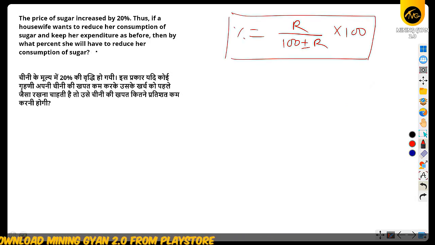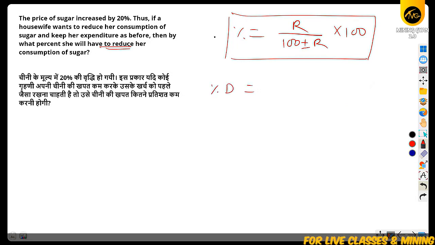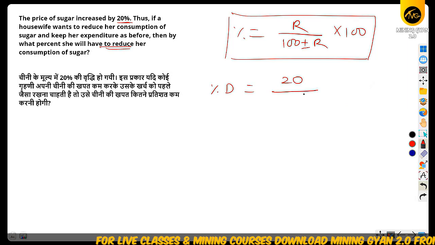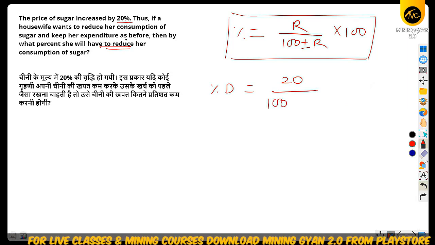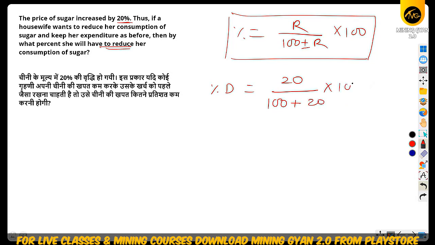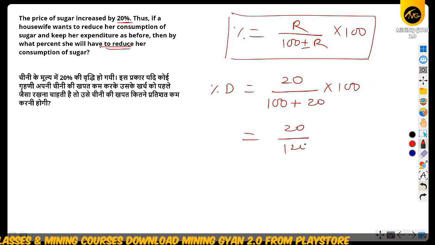So basically, what is the question? By what percent will she have to reduce her consumption of sugar? So we have to find out the percent decrement. What is the initial percentage? That is the 20% increment. So we can use 20 divided by 100. Now in this case, this is the increment condition, that's why you can use the plus sign. Now 20 into 100, so 20 divided by 120 into 100.